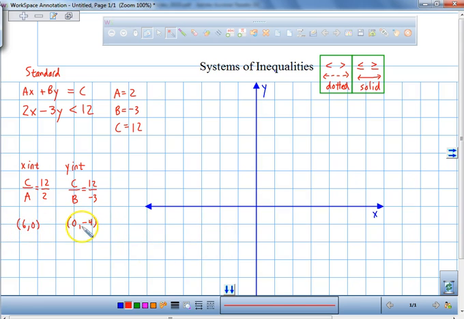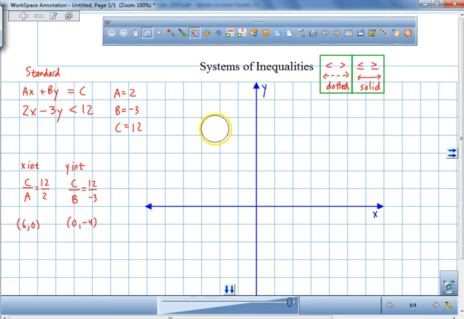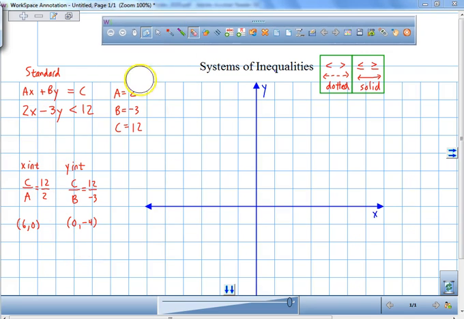6, 0, 0, -4. Now, another thing you can do is what's called the cover-up method, where you cover up one and you solve for the other. So I just cover it up. So hopefully you see 2x is less than 12. You divide both sides by 2, you get 6. You cover up this one, 12 divided by -3, you get -4. So that's another way of looking at it without having to use a formula.